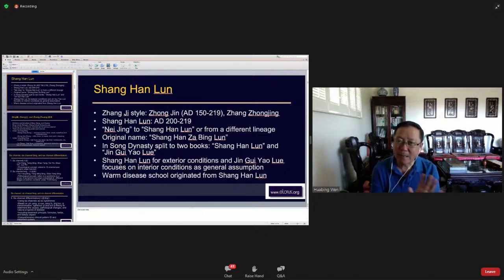Based on that, the Shang Han Lun was written around 200 to 219. So think about it: Shang Han Lun is about 1800 years old. That is how old the book is.